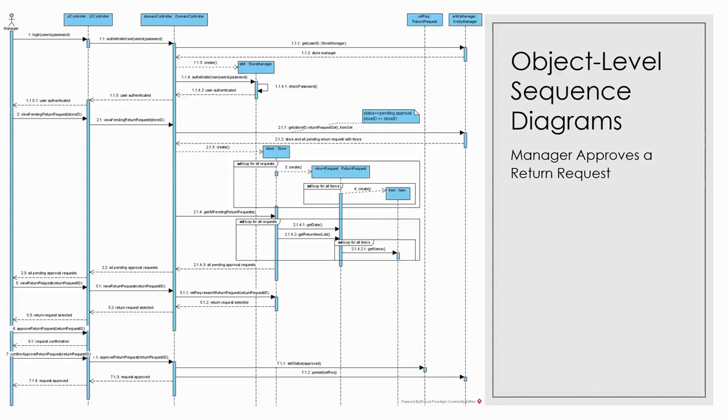Then he can select to view one of them. So we have a search return request method. Finally, the manager approves the request, so we set the status of the object and save it to the database.